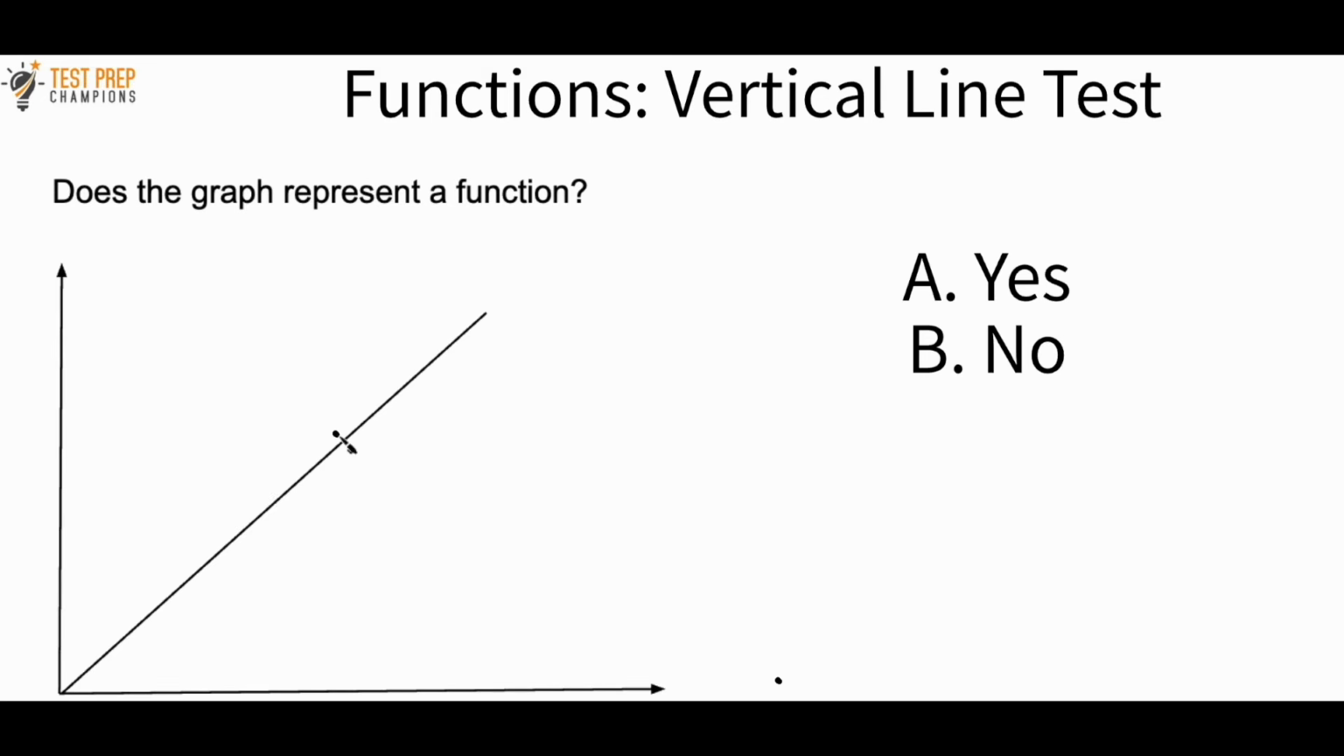Okay, so the idea here with the vertical line test is that I want to draw a vertical line, a line going up and down, and see if, when I draw this line going up and down, it touches the graph more than once. No, in this case, it only touches the graph once. So since the line only touches the graph once, the answer is A, yes, this graph represents a function.